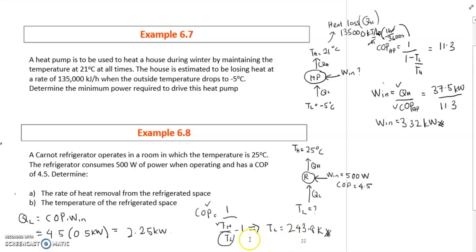So I hope you are clear. Please try to redo the example on your own and see if you can get the same answer as mine. Okay, that's all. Thank you.